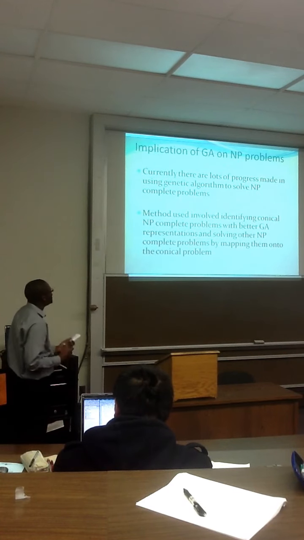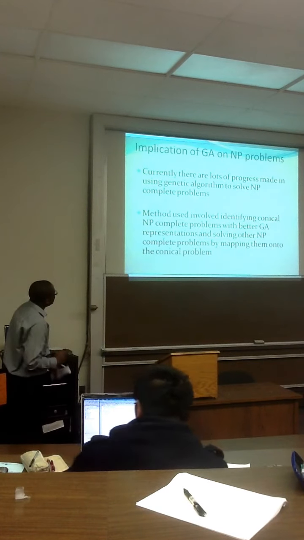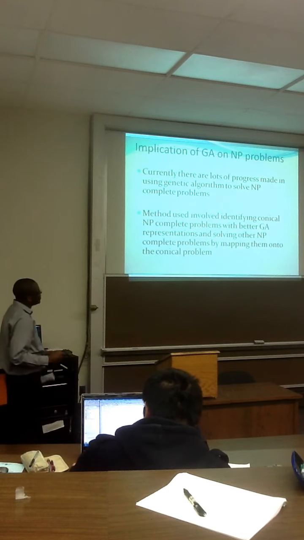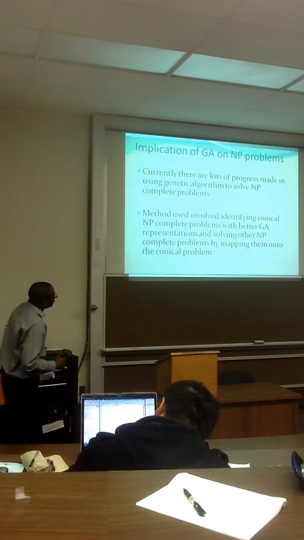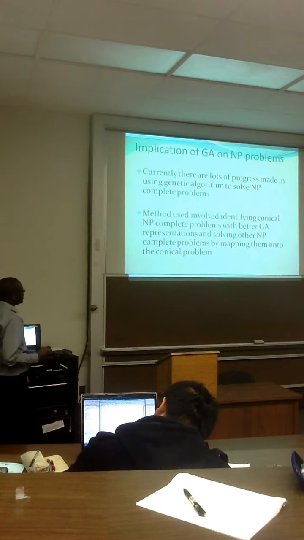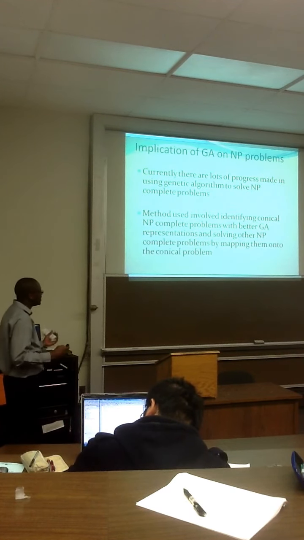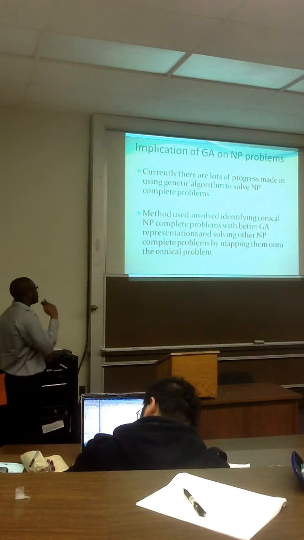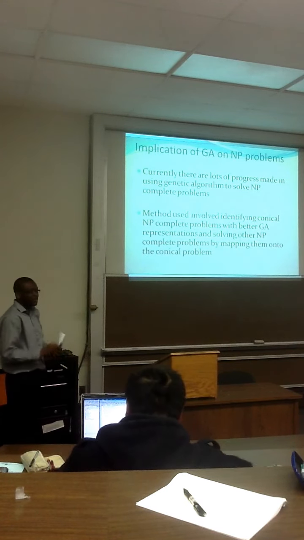Implications of genetic algorithm on NP problems. Currently, there is a lot of progress being made in using GAs to solve NP-complete problems. I mean, people are doing all kinds of research. The main methods used involve identifying canonical NP-complete problems with better GA representations and hoping to solve that one problem and later on map the problem onto the rest of the problems, just as Dr. J said earlier.